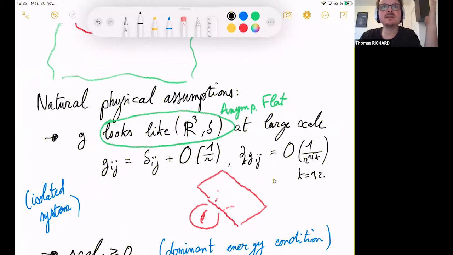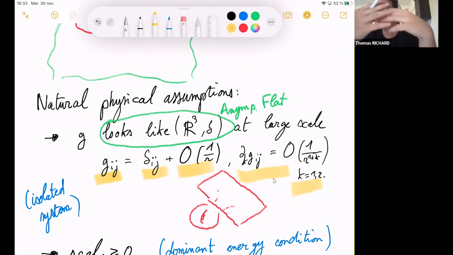So how do you write that? Well, you assume that outside of a compact set, your manifold is just R³ minus some ball. And g_ij is just a coefficient of your metric, as a symmetric matrix. It's δ_ij plus something which decays at that rate. And then you ask something about the first and second derivatives. So this is a model of an isolated system. Far away, it looks like empty space, which is just R³.